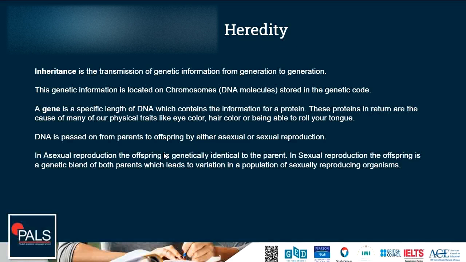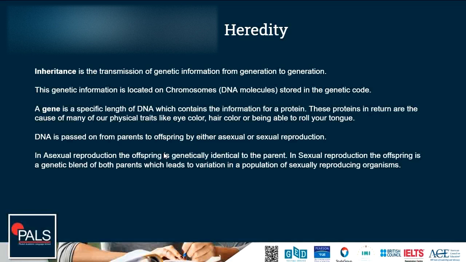A gene itself is a specific length of DNA which contains the information for a protein, and these proteins in return are the cause of many of our physical traits, like our eye color or hair color or being able to roll your tongue. So how is eye color affected by proteins? The brown eye color that many of us have comes from a pigment. This pigment is a protein. The pigment is just a substance that absorbs some wavelengths and reflects other wavelengths of light.